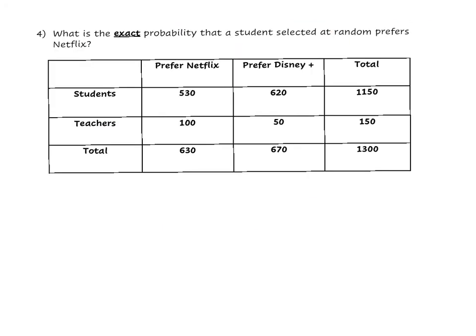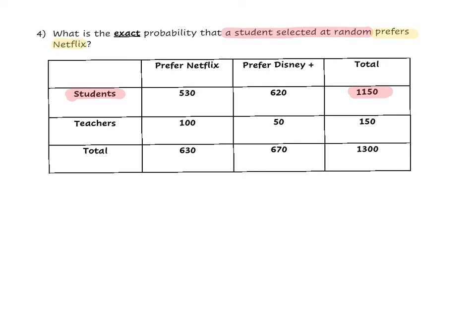All right, last example. What is the exact probability that a student selected at random prefers Netflix? All right, so this is kind of similar to the last one. They're saying that a student is selected at random. So again, they're narrowing down your grand total. So instead of 1,300, we want to do it out of the 1,150 because that's the total number of students.